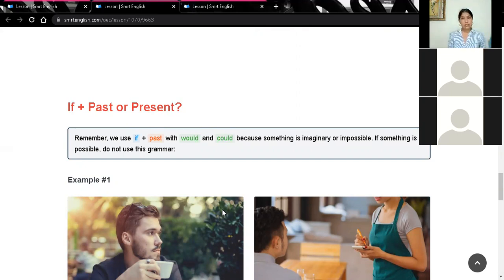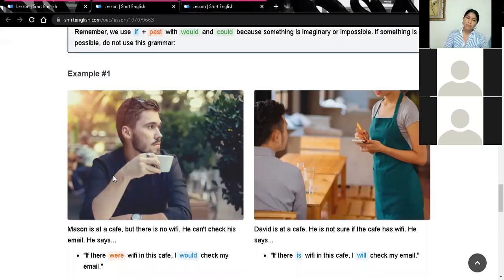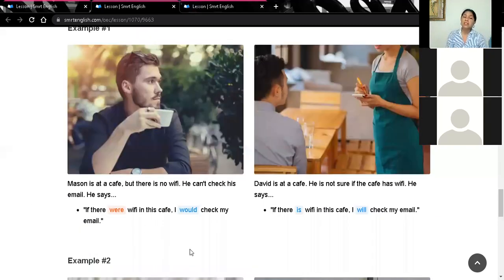If you use the present tense with the if clause, it means that you're talking about something that is possible, something real that could happen in the future. And if you're using the past tense, it means that you're just imagining because it is not possible, at least not in the present or in the short future. It is just a matter of imagination. I mean, it's nothing related to real life. For example, Mason is at a cafe, but there is no Wi-Fi. He can't check his email.